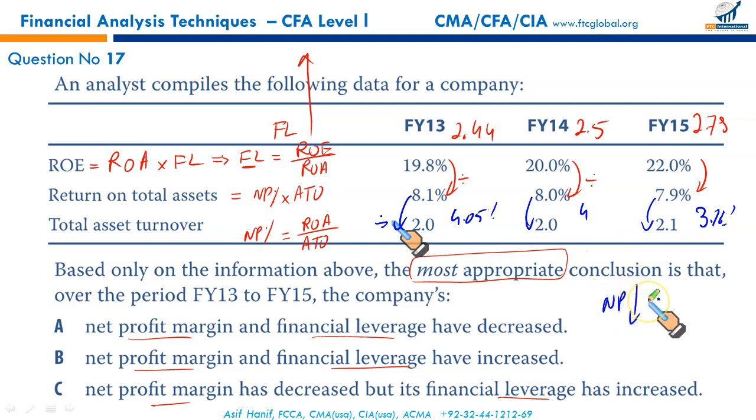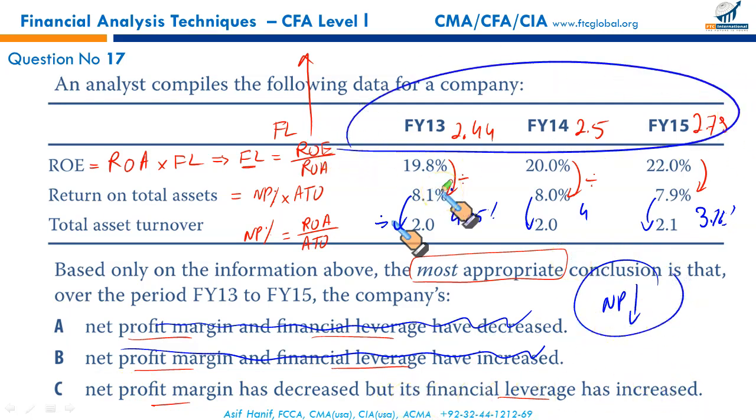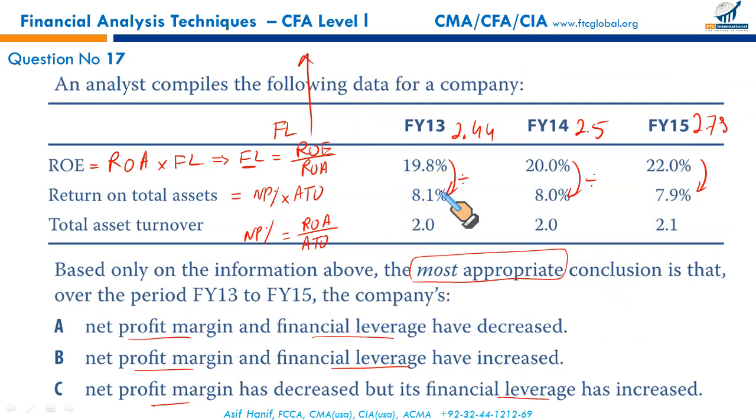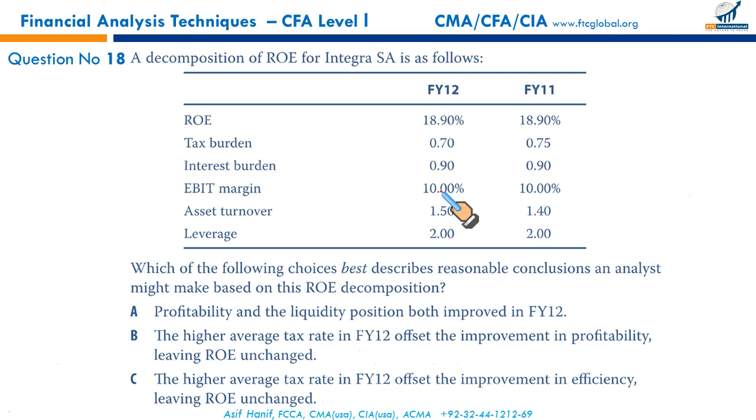NP has fallen. Now we are convinced. Net profit margin and financial leverage both decreased, wrong. Financial leverage has increased. Net profit margin and financial leverage both increased, wrong. Net profit margin decreased, correct, but financial leverage increased, correct. C is the correct option. And C has to be the right answer. Next.